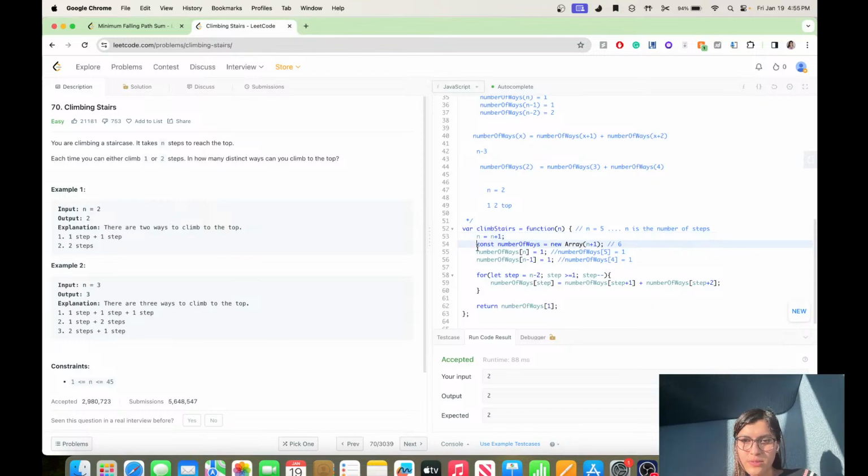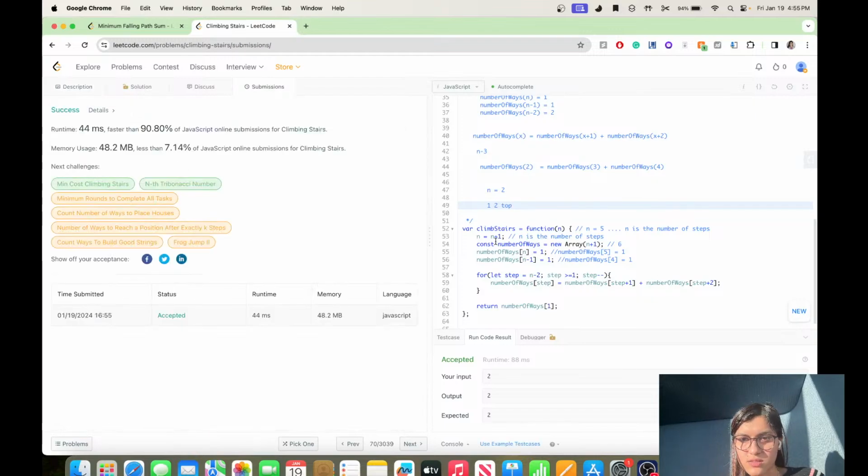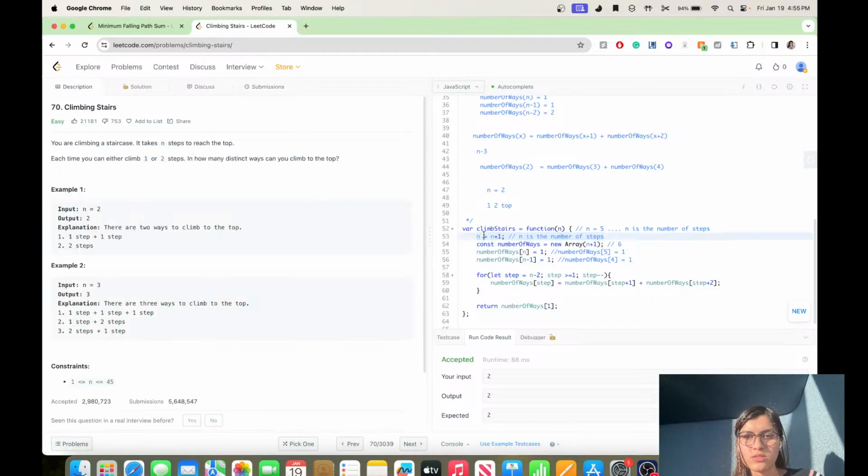Actually, I just kept every code the same. I only did n is equal to n plus 1 because I thought that n is the number of steps before. But here they are saying that n is the number of ways that I can reach the top. So I should do n plus 1, where n is the number of steps. Now n will be the number of steps, right? That's what I changed here because I misread the question.